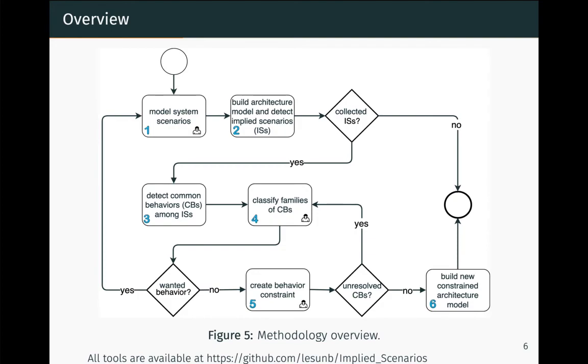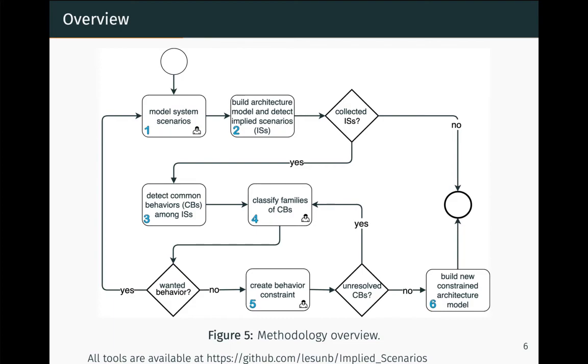However, if there are implied scenarios, then we're going to try to find common behaviors. So we're trying to find the cause among different implied scenarios, something that's similar to all of those. After we have these common behaviors, we're going to try to group them again. So now we're going to try to find a meaningful classification of families of common behaviors. We're trying to find these root causes of implied scenarios, and now we're trying to find similarities between these root causes. If the family of common behaviors is wanted, we missed something in the modeling. So it's some acceptable behavior that we just forgot to include.